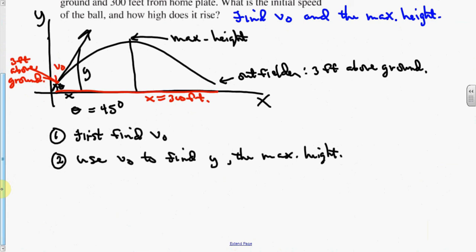You just said the initial height was 0. Correct.